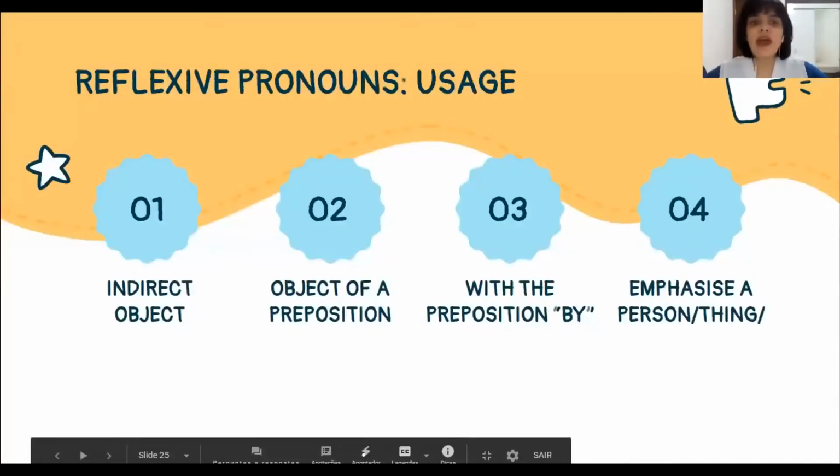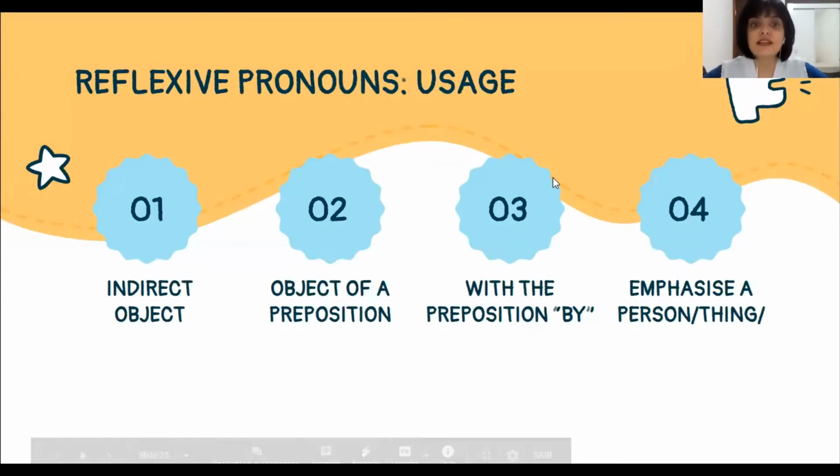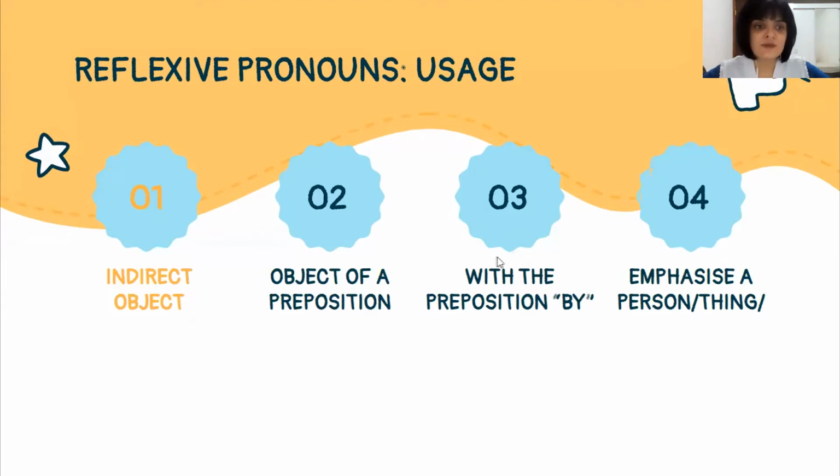Alright, so here we have some usages for the reflexive pronouns, okay? So you can use them as an indirect object, as an object of a preposition, with the preposition by, and to emphasize a person or a thing or a clause, okay? So the first usage, as an indirect object.